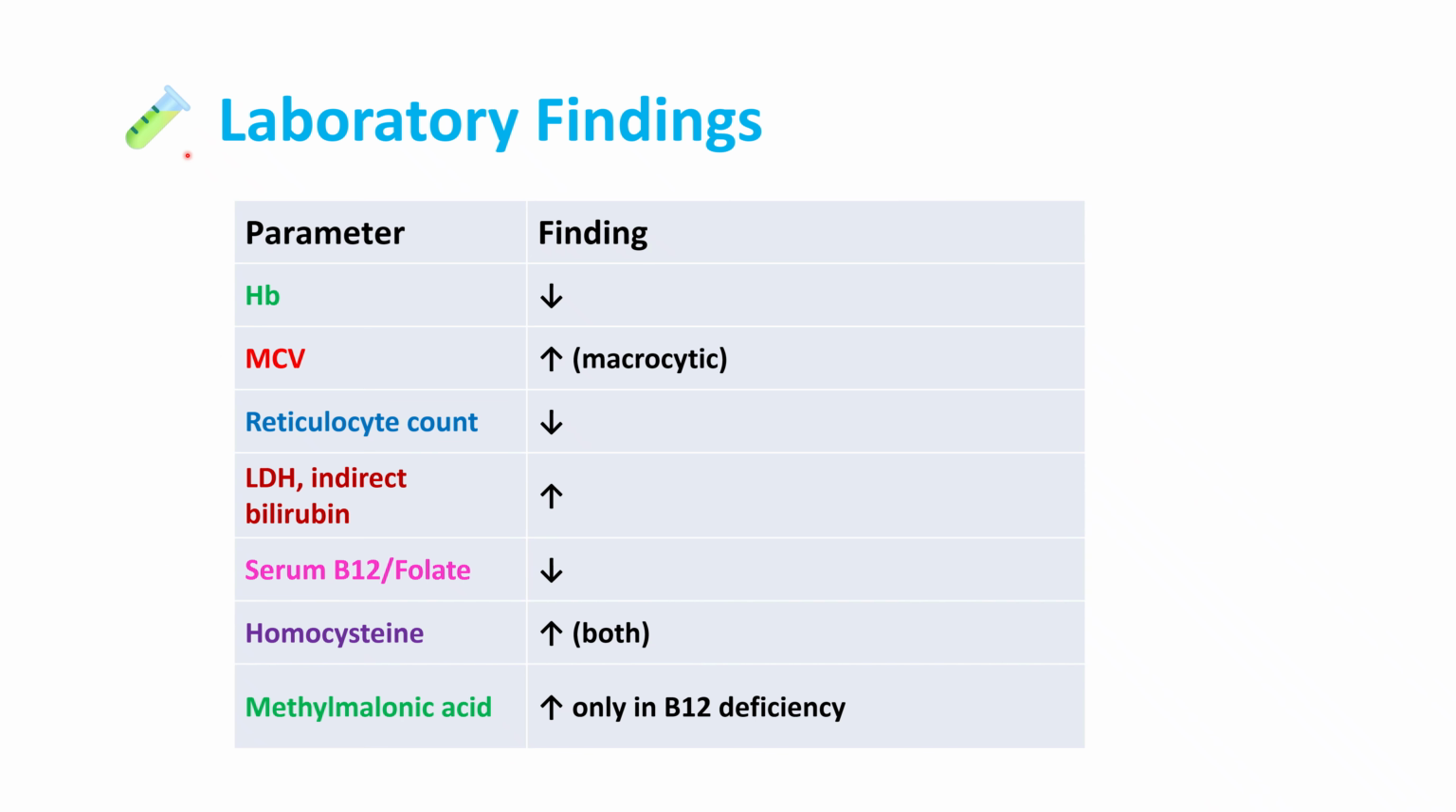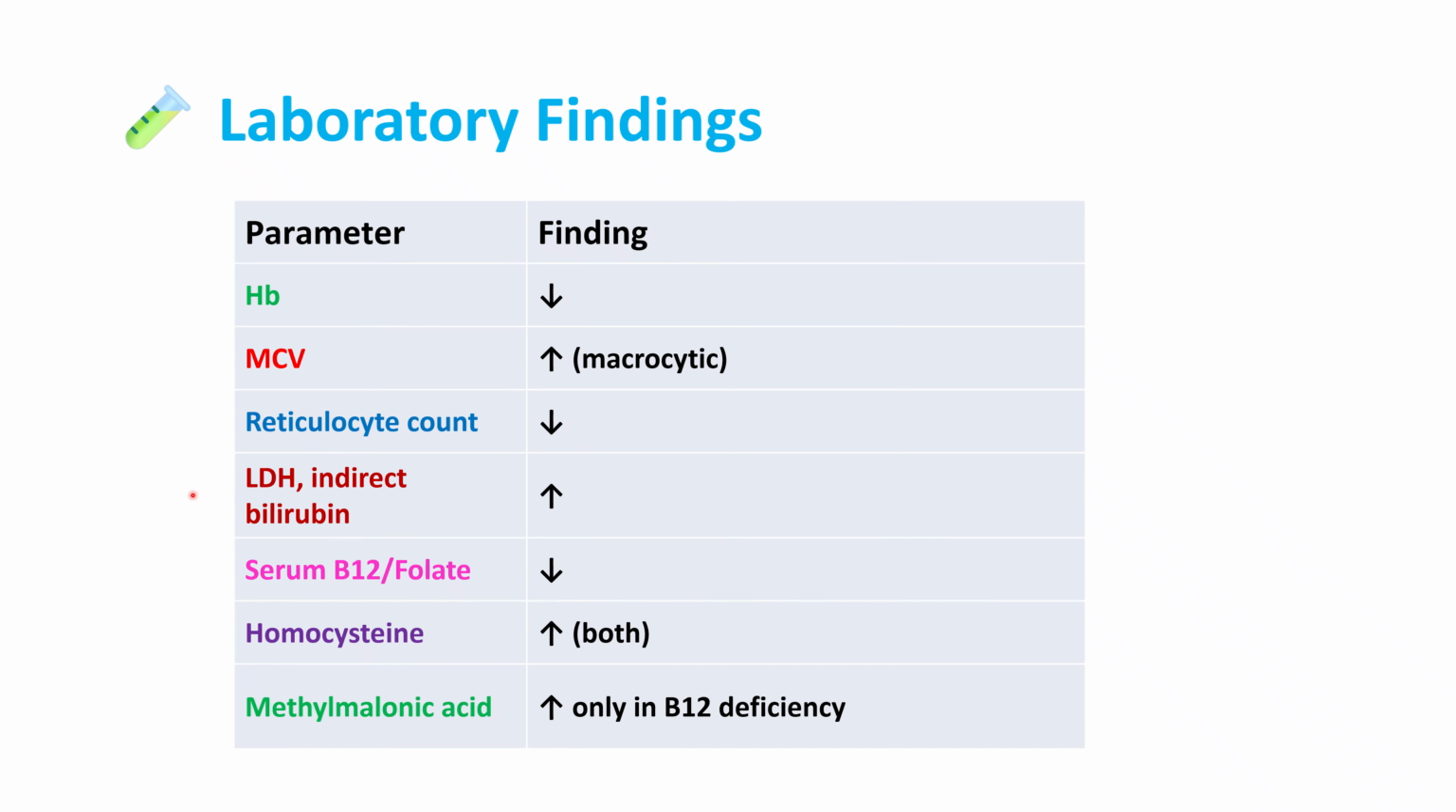Alright, now lab investigations confirm your diagnosis. You will see anemia with raised MCV indicating macrocytosis. The reticulocyte count is low, showing ineffective erythropoiesis. LDH and indirect bilirubin rise because many immature RBCs die within the marrow before maturing, a process called intramedullary hemolysis.